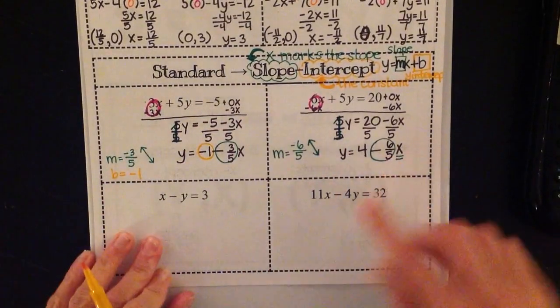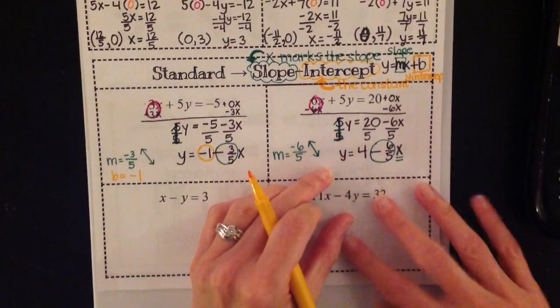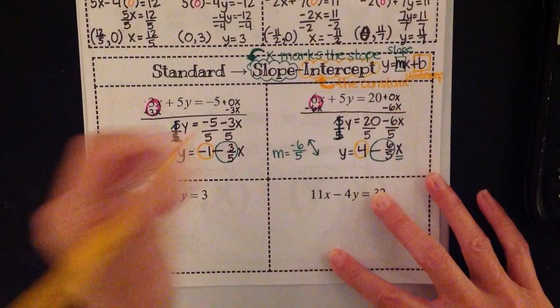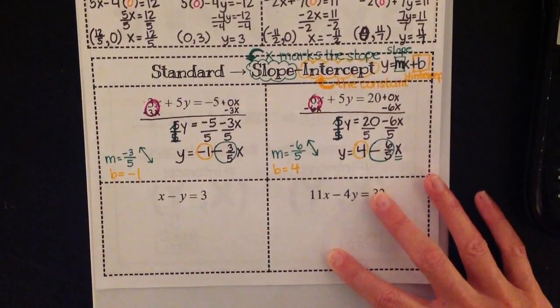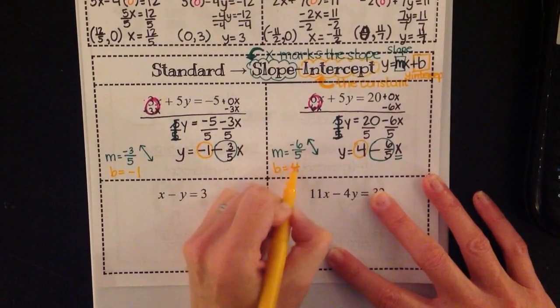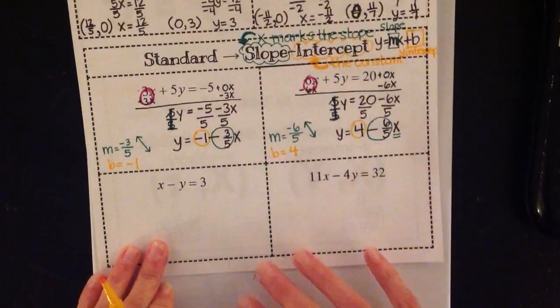And now I want to look and see if I can find my y-intercept part of my y equals mx plus b equation. It is 4. So I know that my graph line crosses at positive 4, and it is going to be slanted downward. We're going to solve the next two.